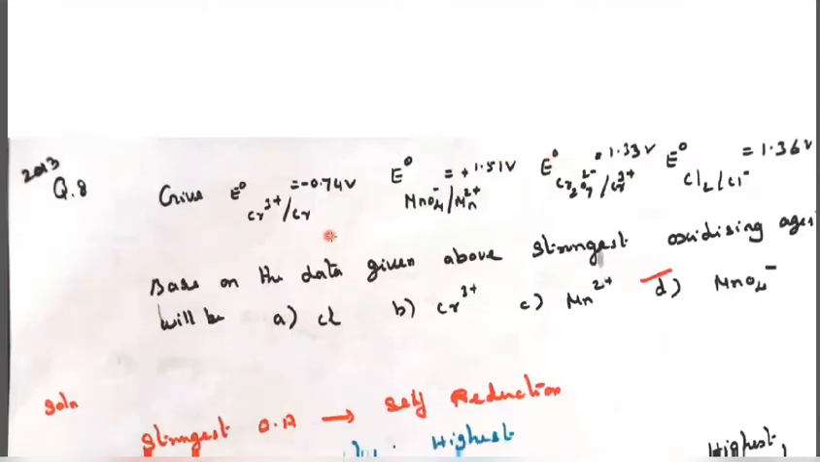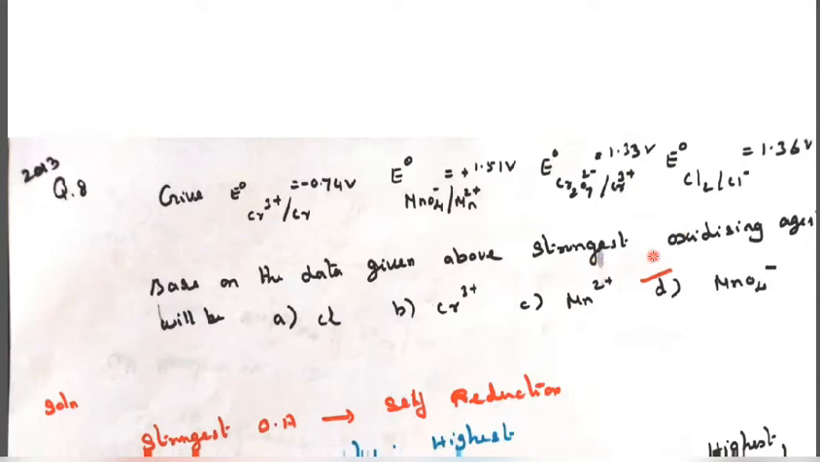And given E naught for Cr3+ to Cr is minus 0.74 V. E naught for MnO4- to Mn2+ is 1.51 V. E naught for Cr2O7 2- to Cr3+ is 1.33 V. And E naught for Cl2 to Cl- is 1.36 V. Based on the data given above, the strongest oxidizing agent will be?